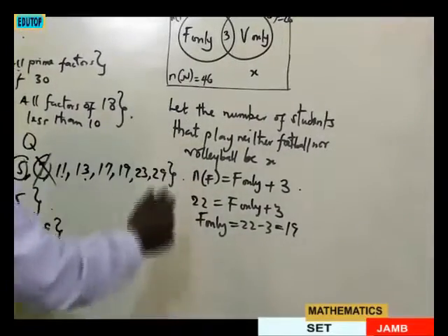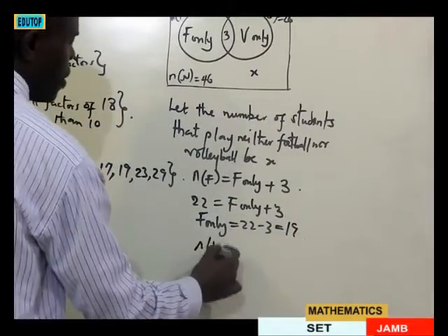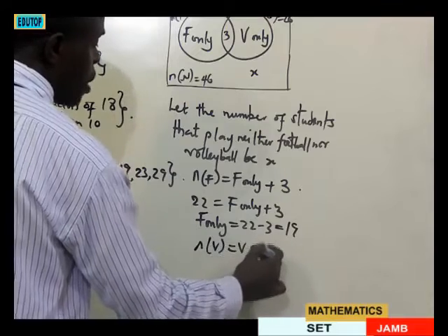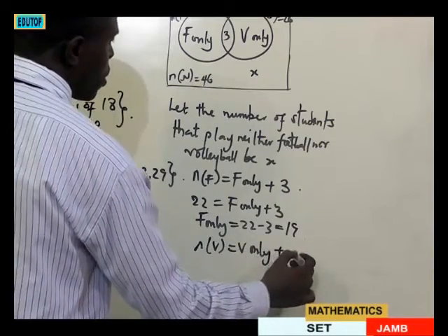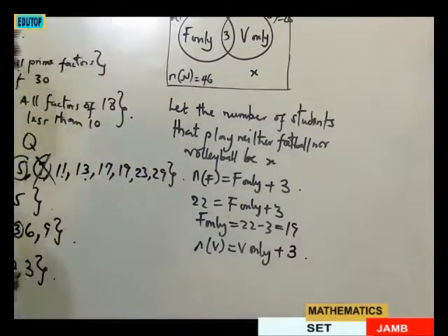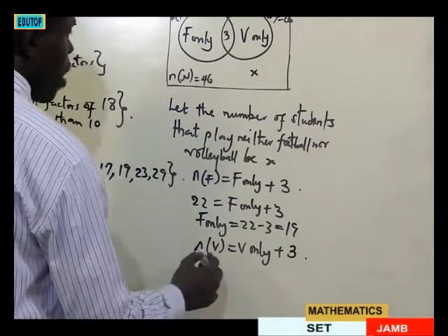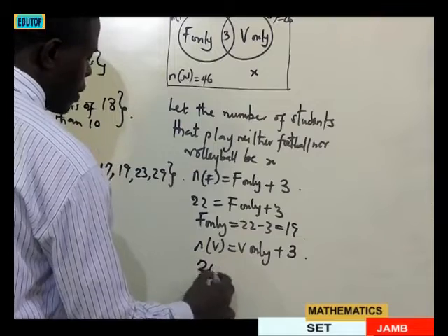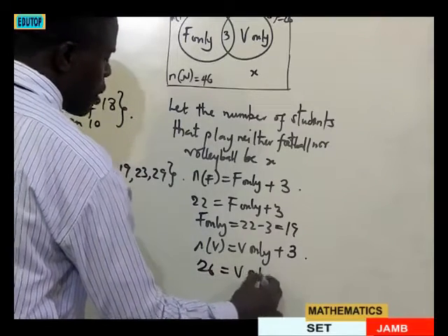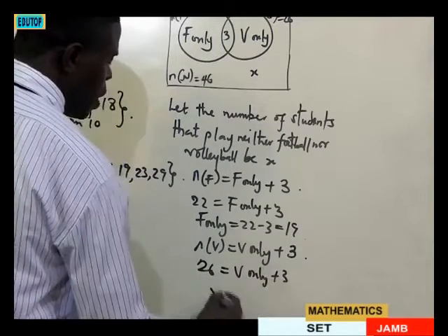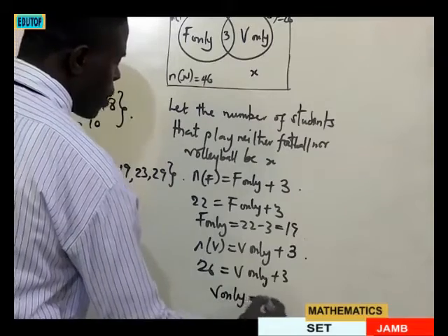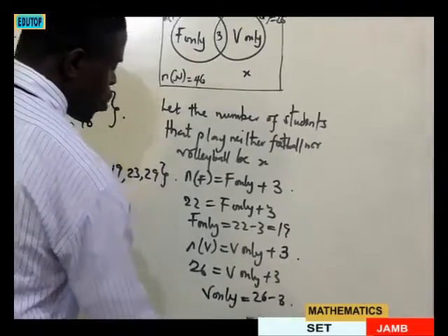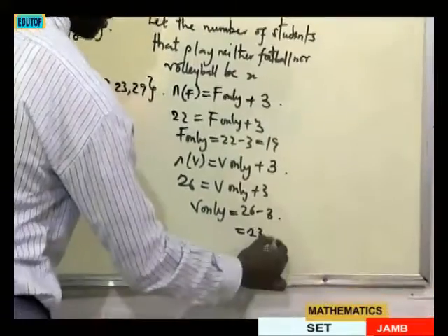Let me also calculate V only. Number of V equals V only plus both games. Then, what is the number of volleyball? 26 equals V only plus 3. That means V only will definitely be 26 minus 3, so that will give us 23.